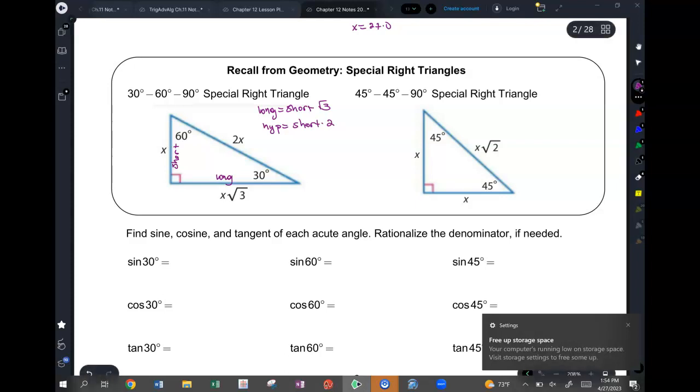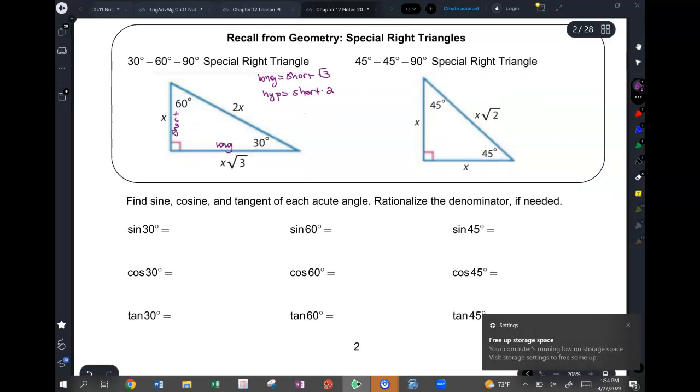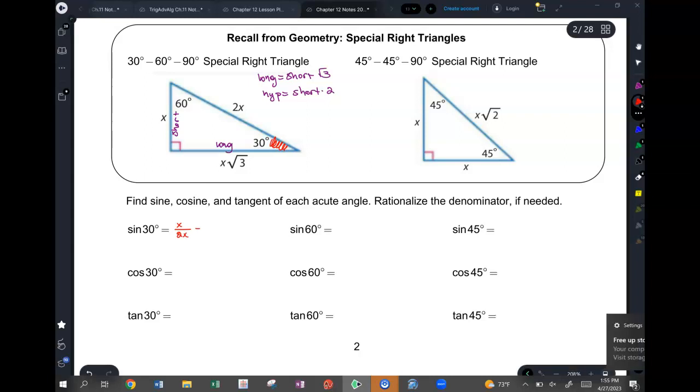Okay? So now, let's go ahead. Okay, so sine of 30, if this is your 30-degree angle, opposite over hypotenuse, it's going to be x over 2x, which is a half.